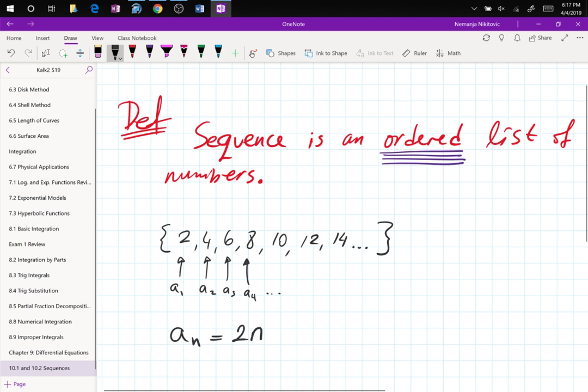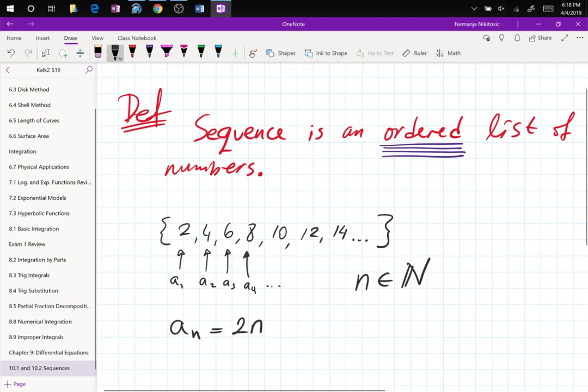This formula will generate the entire sequence because the sequence is ordered through the set of natural counting numbers, n as an element of the counting numbers set N: 1, 2, 3, 4, 5, 6, going on forever. You can also toss in 0 depending on the problem. So now I have a formula which would generate this particular sequence.